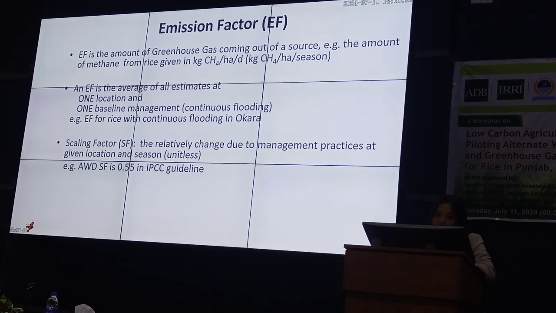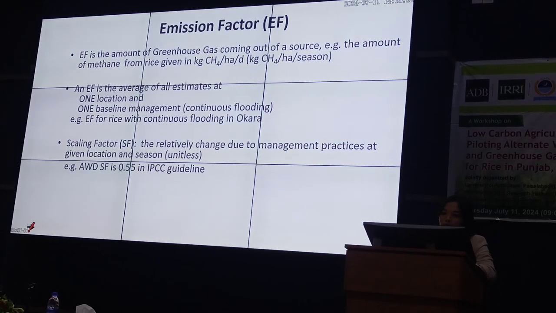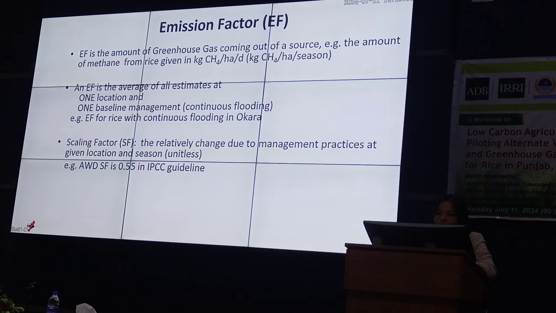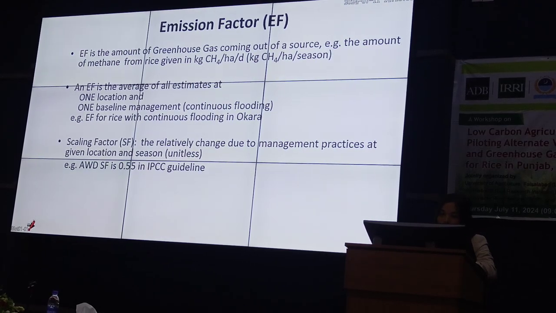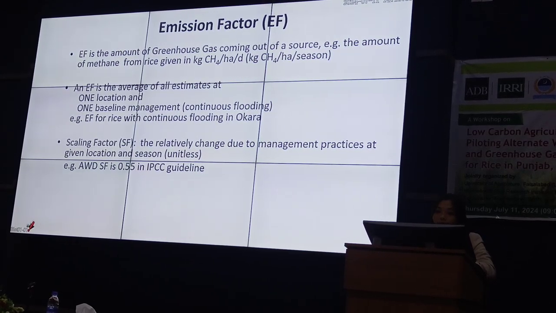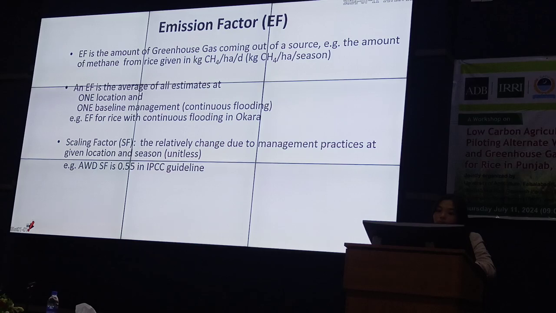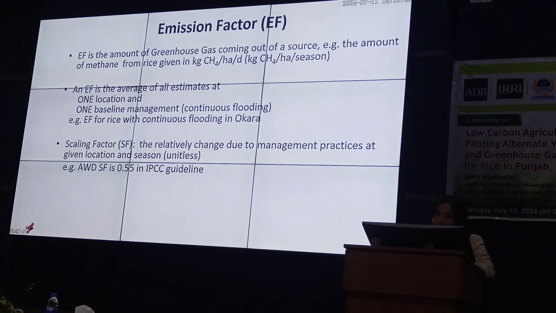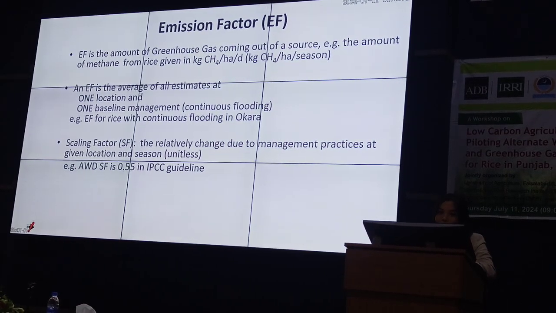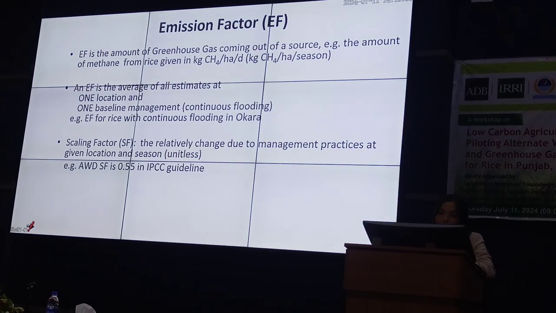And an emission factor is an average of all estimates at one location and one baseline management. We say here about continued flooding. For example, the emission factor for rice with continued flooding in Okara, where we have our experiment now.